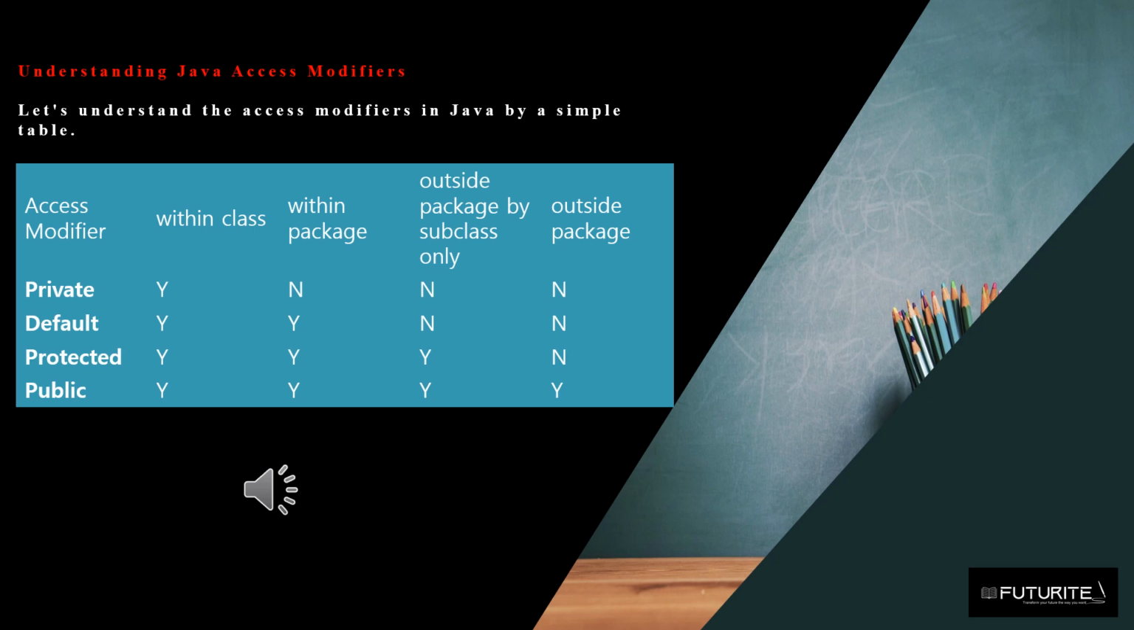For protected, the members can be accessed within the class, within the package, and even outside the package, but only through inheritance and not normally from outside the package. Outside the package, for protected, without inheriting it is not possible to access any of the members. For public, it can be accessed in all four cases: within the class, within the package, outside the package by subclass, meaning by inheritance, and outside the package.